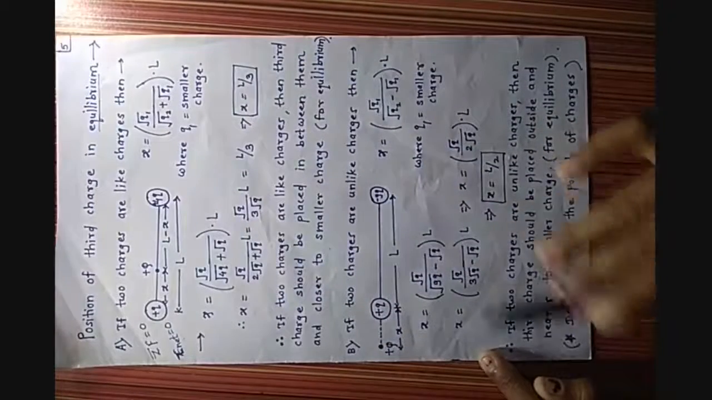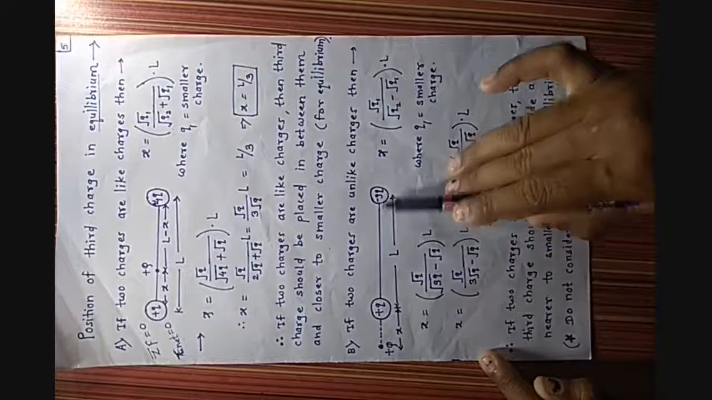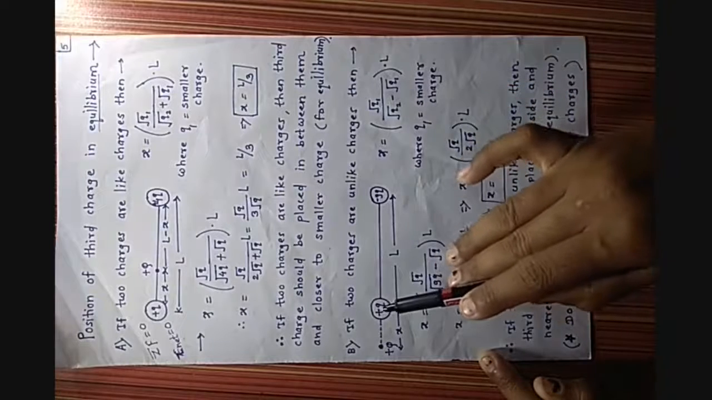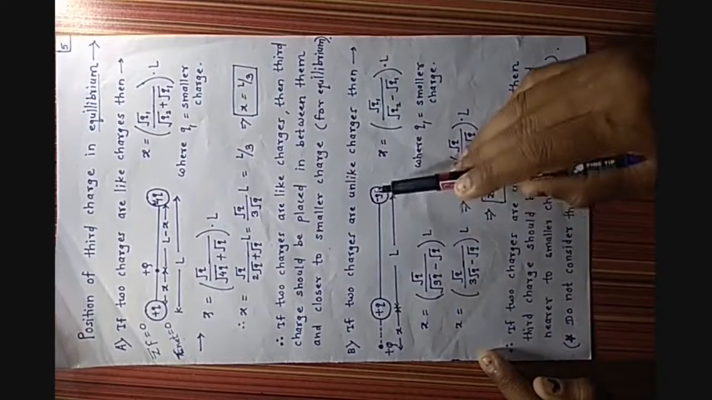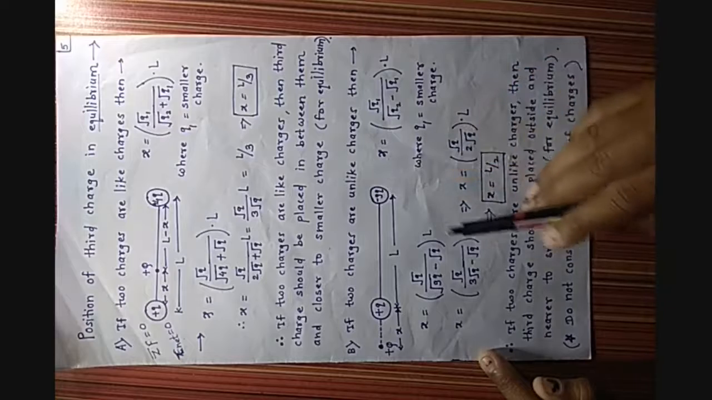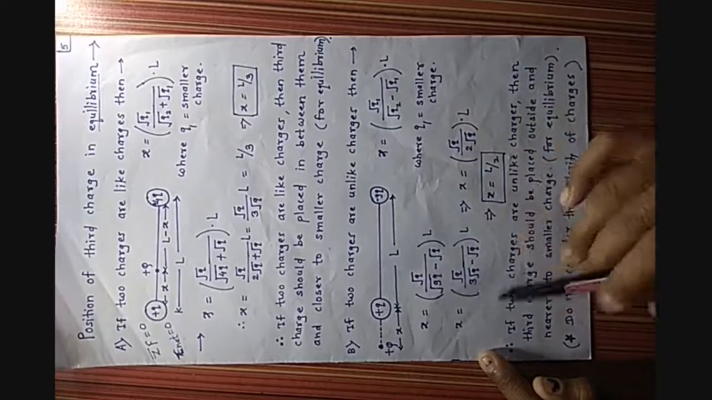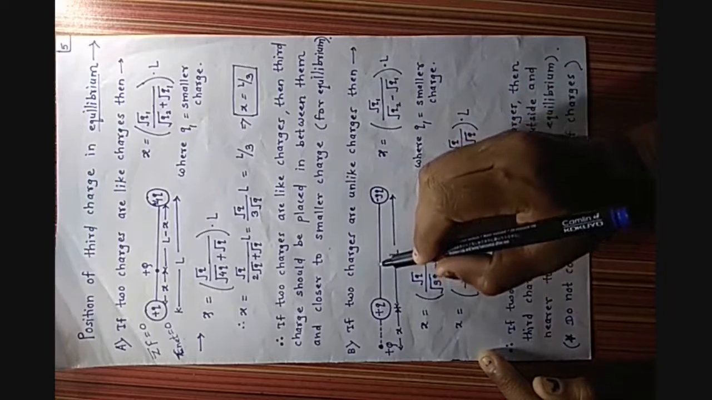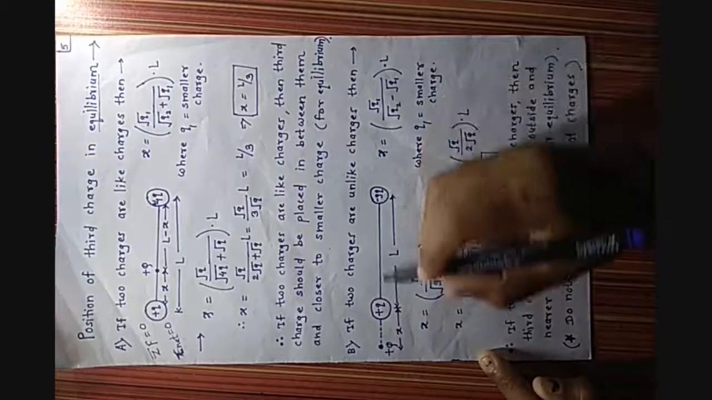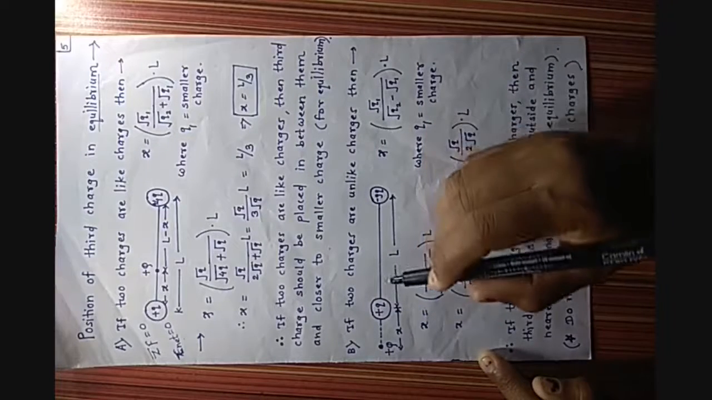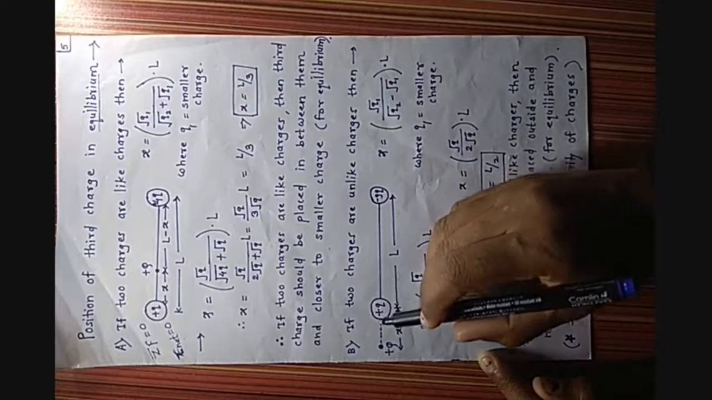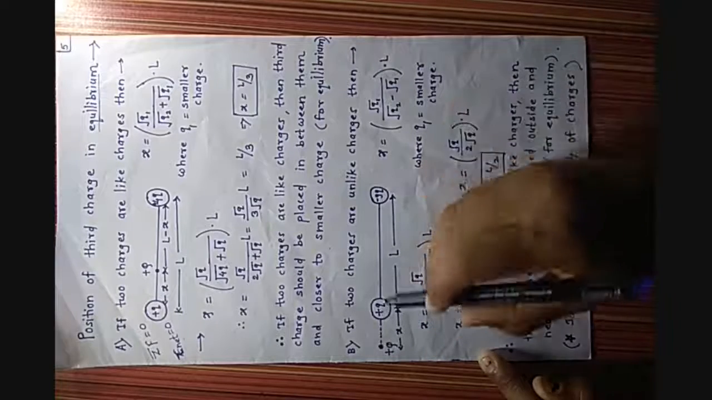But when the charges are unlike charges, meaning one of the charges is positive and another one is negative, then in that case we can't place the third charge in between these two charges. The charge should be placed outside the two charges.